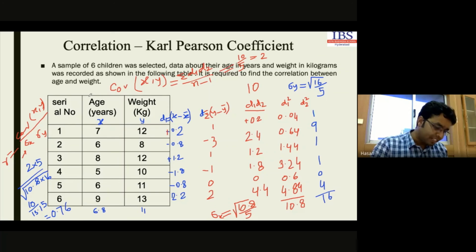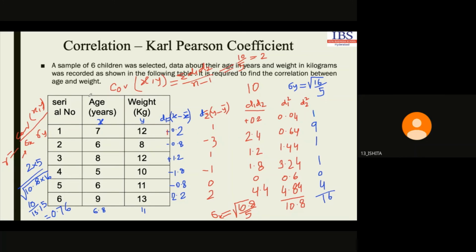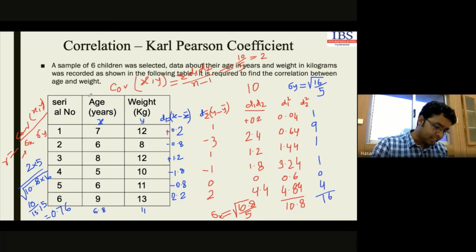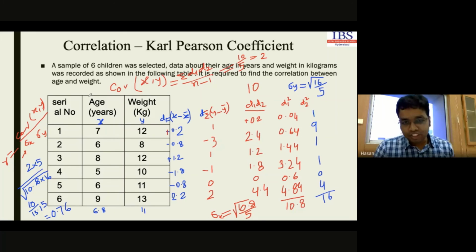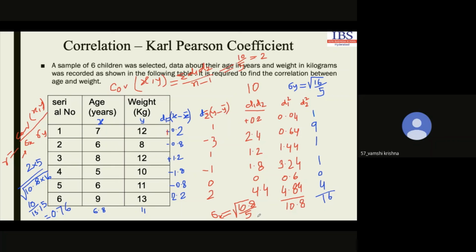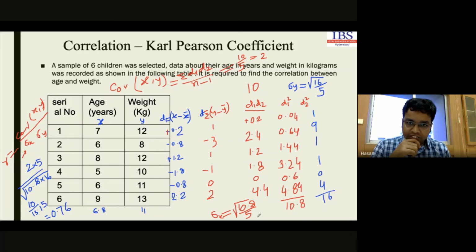Okay, give me a moment. Let me check the answer here. I hope the process is clear to you now, right? Can you tell me what is the answer? Yes, I'm just checking this. Sir, I have a doubt. Yes, tell me. For standard deviation of x, what answer did you get? I have mentioned here, this is square root of 10.8 by 5. This is standard deviation of x, and standard deviation of y is square root of 16 by 5.